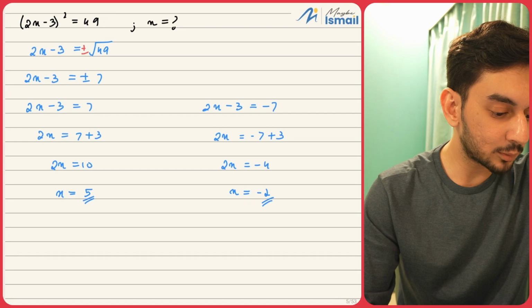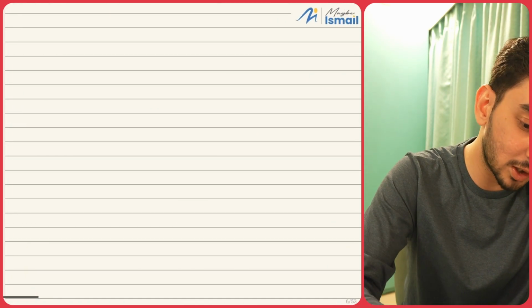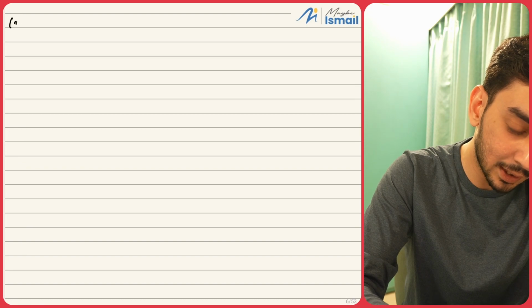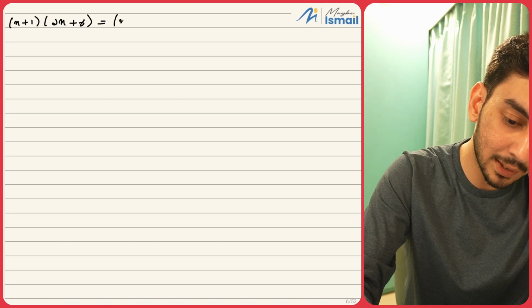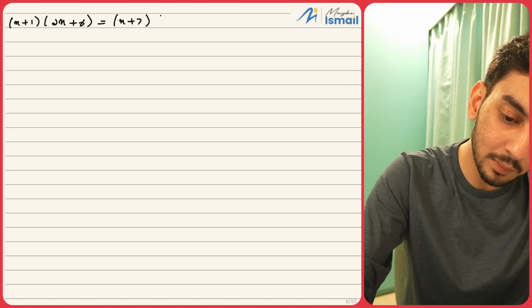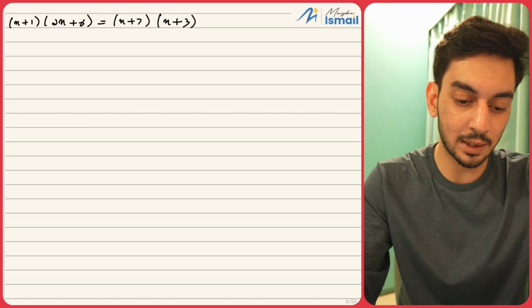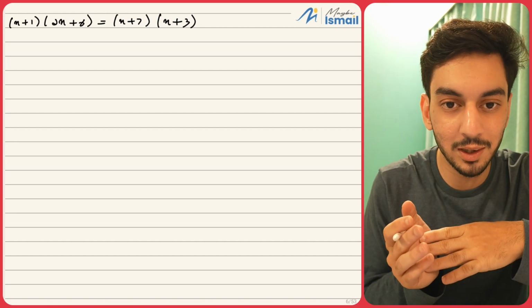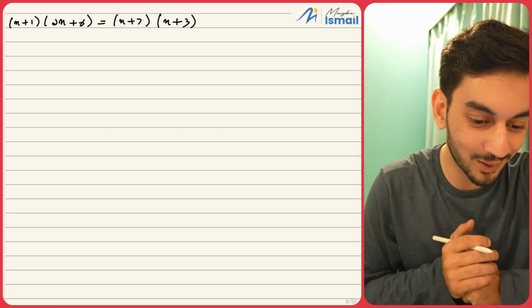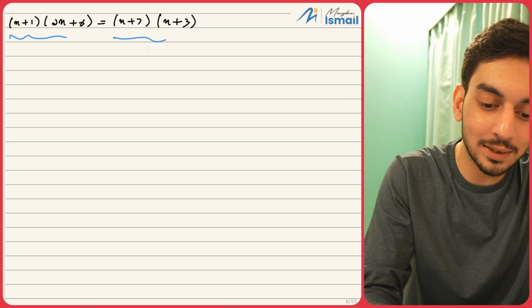Okay, so let us move ahead to another kind of question, which is again a very basic question. The question is (x plus 1) times (2x plus 8) is equal to (x plus 7) times (x plus 3). I also understand that my handwriting is a little bit here and there, and the x sometimes looks like an n, but yeah, you can manage that. Let us simplify these brackets on the left hand side and the right hand side both.